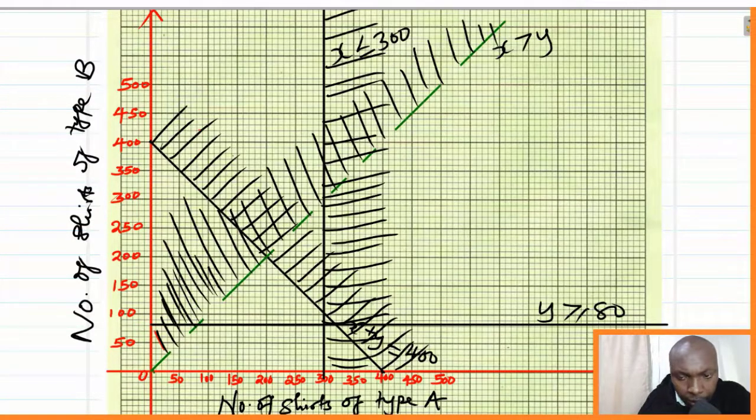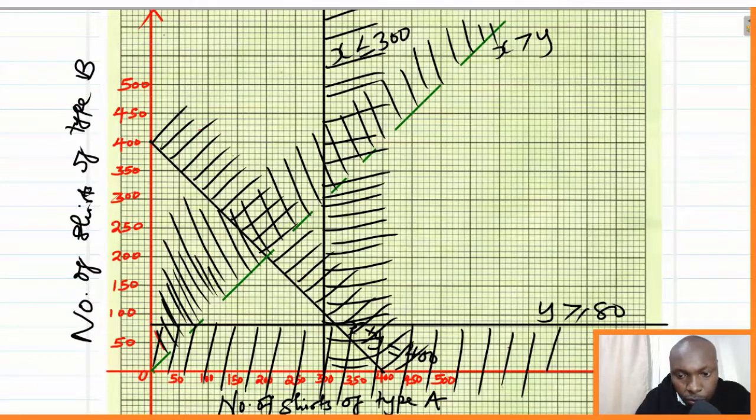Then the other one is y is greater than or equal to 80. The top of that line is greater than, the bottom of that line is less than. So we don't require the less than side. The bottom of that line is not required, so we shade that. We require the greater than side, which is the top of that line.